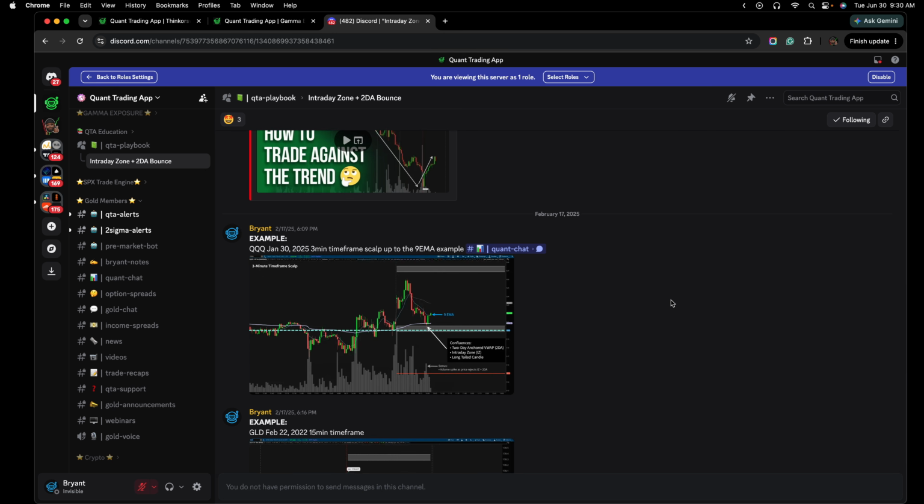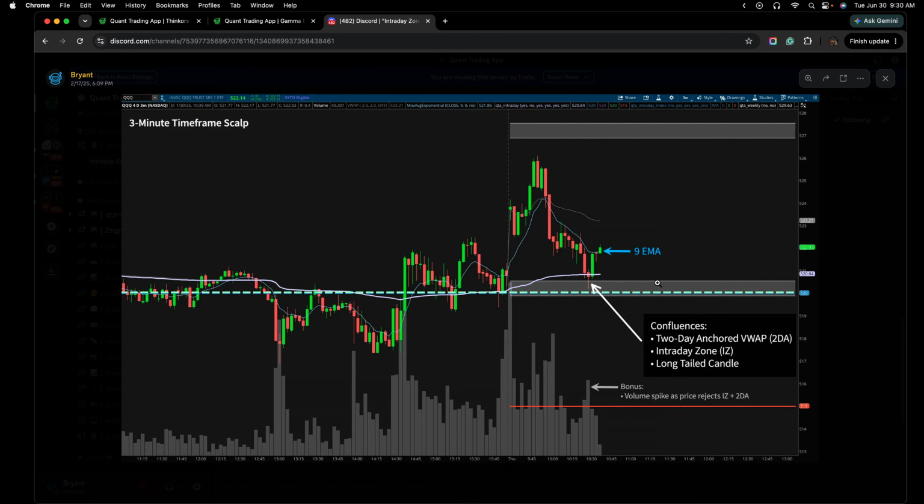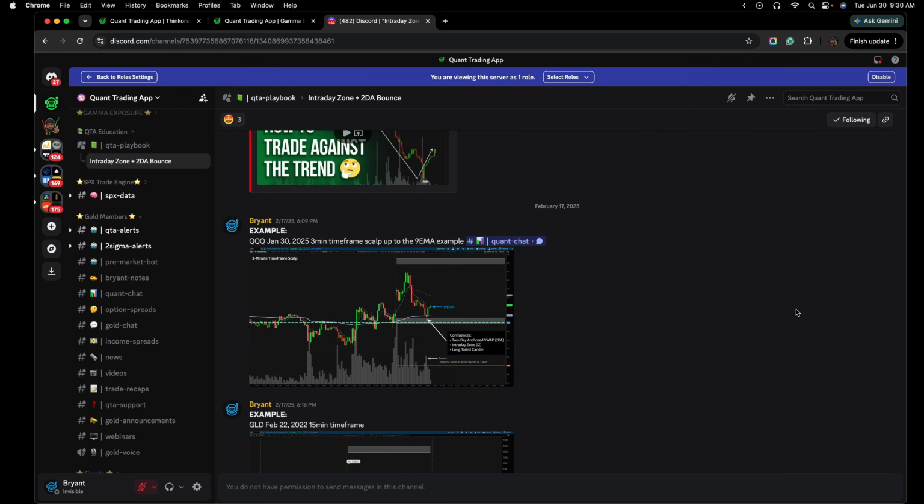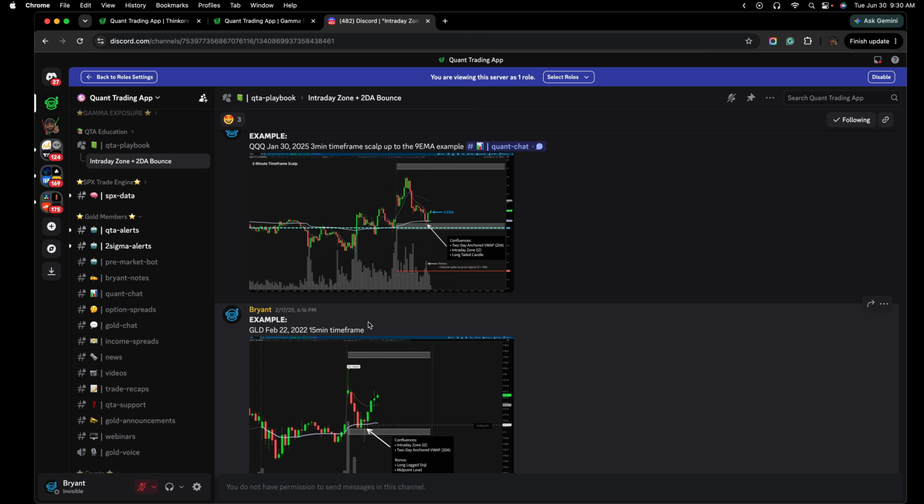The market just opened, so I'm gonna have to wrap up this video pretty quickly here, but this is another example of it. Again, today anchor VWAP, intraday zone, we get a hammer candle, we get the bonus of increased volume, we scalp the trade up to the 9 EMA. That is a setup. I can show multiple examples.